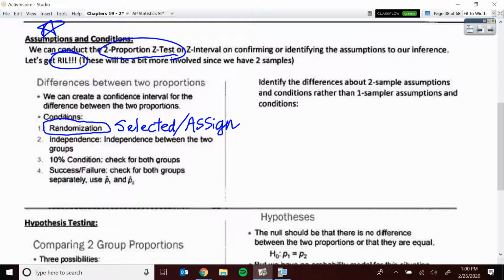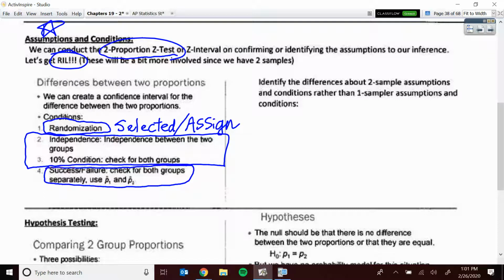Okay, that's important. I say that because a few years back, people lost credit on their conditions if they didn't specifically say we're randomly assigning them to the treatment. Okay, and then here is our independent piece. We'll come back to that in a second. Down here, successes and failures.